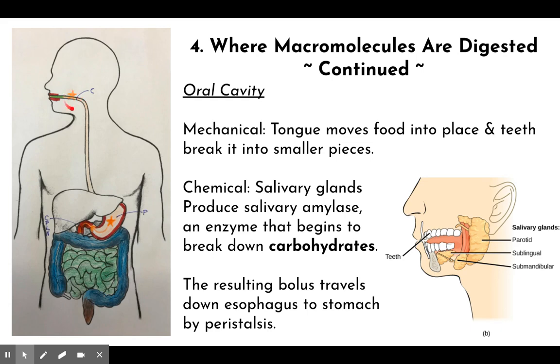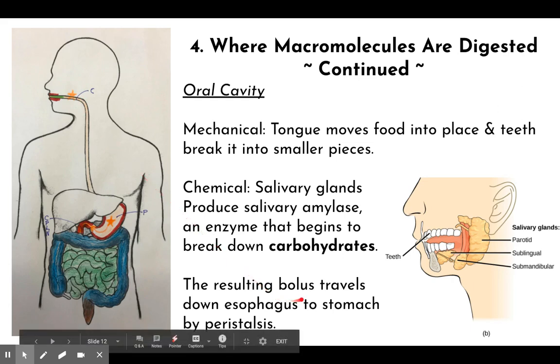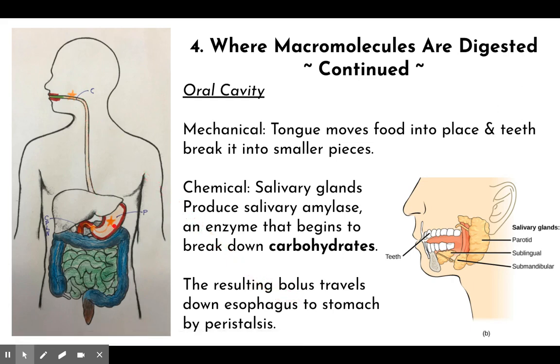That moisture from our saliva mixing with our food and being chewed up and moved around with our tongue, the moisture, the salivary amylase, and the food is going to combine into a roundish, wet, slippery ball that can be pushed down. That ball is called the bolus, and that bolus will travel down the esophagus to the stomach.